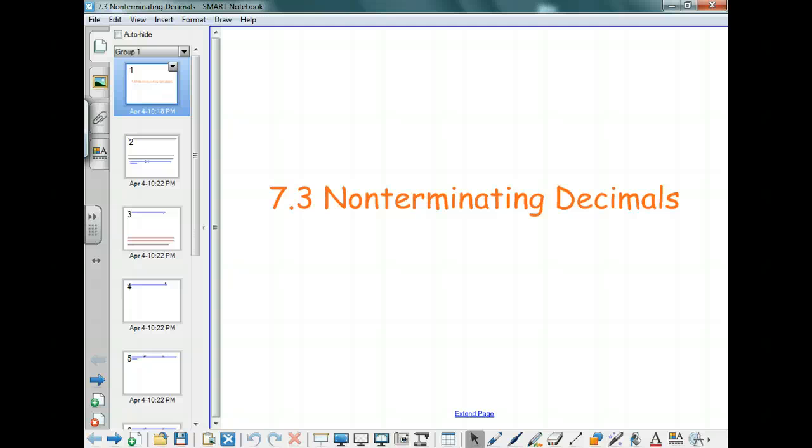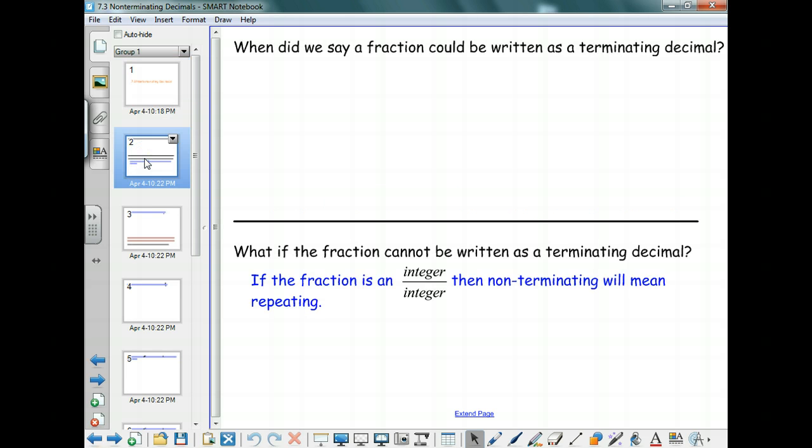Okay, this section is actually 7.3. It's called non-terminating decimals. So the first thing I want to talk about is something we've already seen back in 7.1. And we mentioned it at the very beginning of one of the questions you had from your 7.1 homework. Okay? When did we say that a fraction could be written as a terminating decimal?